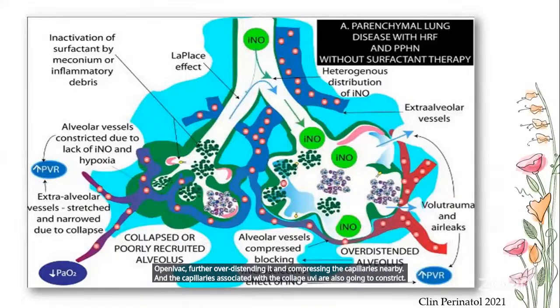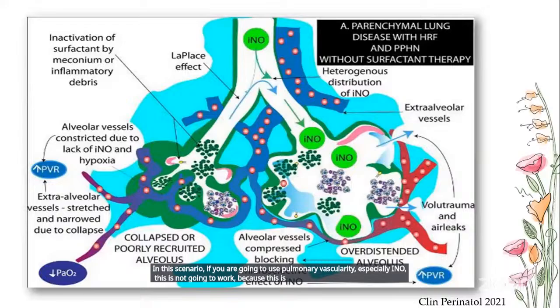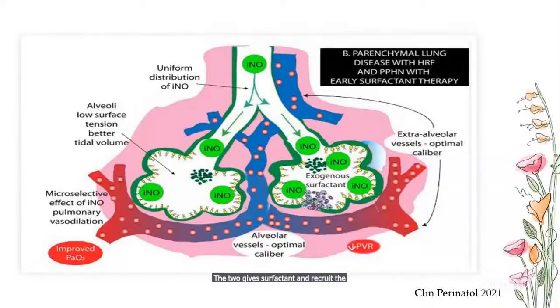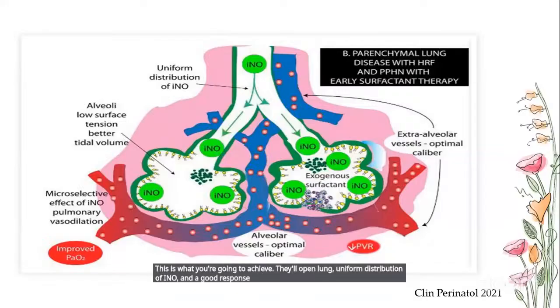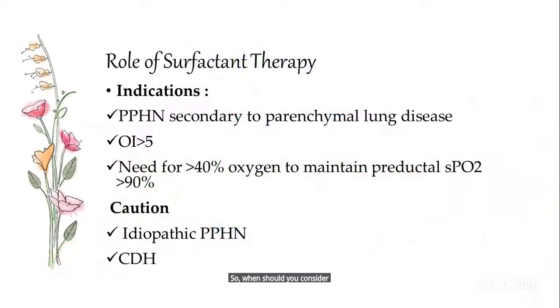In this scenario, if you are going to use a pulmonary vasodilator, especially INO, this is not going to work because it is not going to reach the place where it is supposed to work. If you give early surfactant and recruit the lung well, this is what you are going to achieve: well open lung, uniform distribution of INO, and a good response with improved PaO2 and decreased pulmonary vascular resistance. So when should you consider surfactant therapy in managing PPHN?